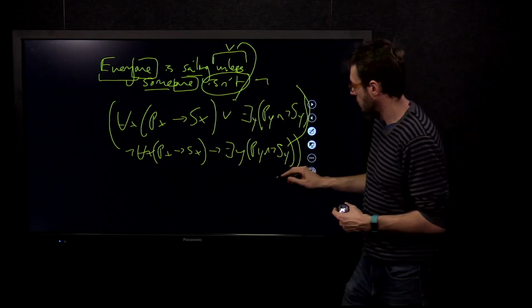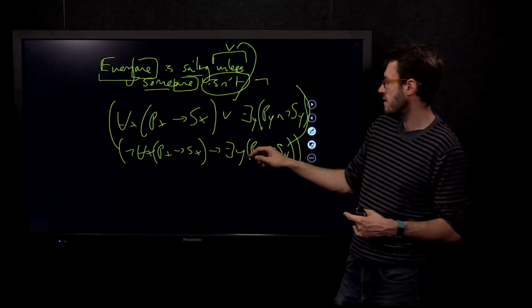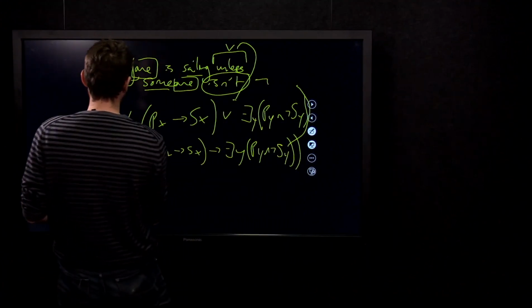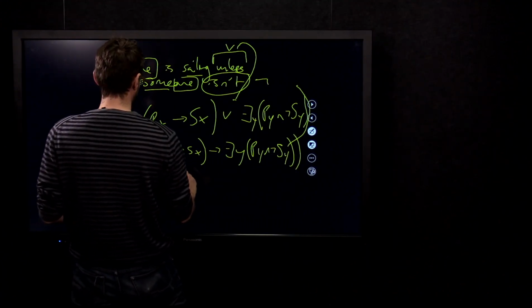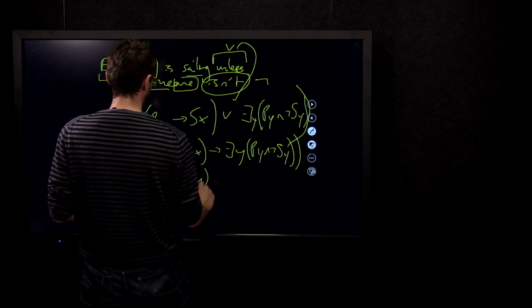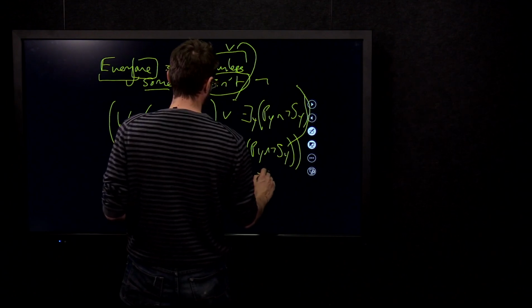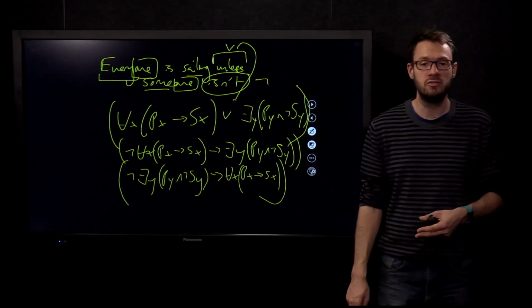So the first conditional is, if it's not the case that everyone is sailing, then there exists someone who isn't. And the second conditional is, if there doesn't exist someone who isn't sailing, then it follows that everyone is sailing. Okay, so those are the two conditional forms.